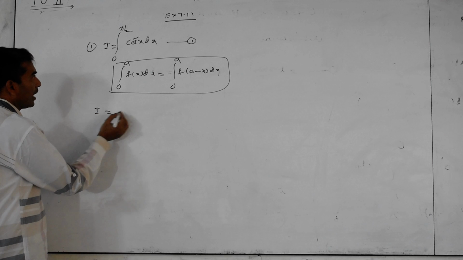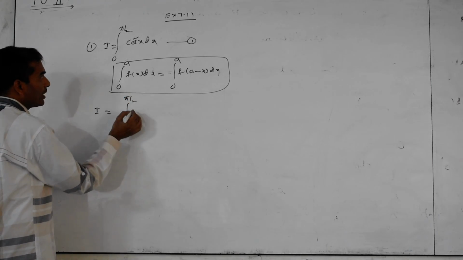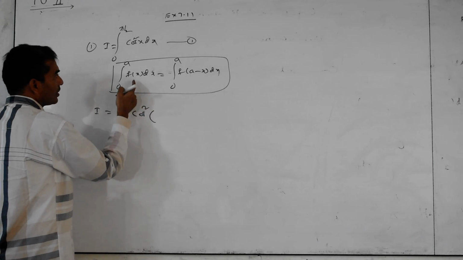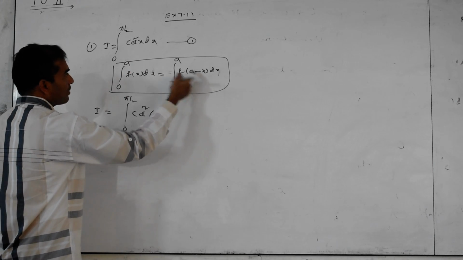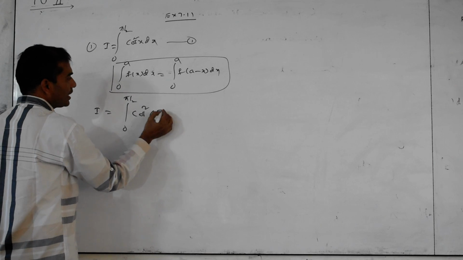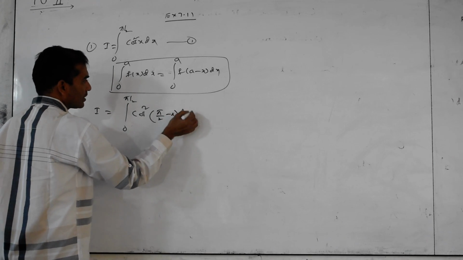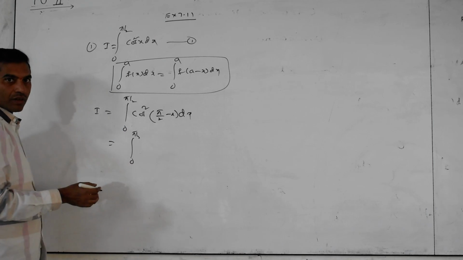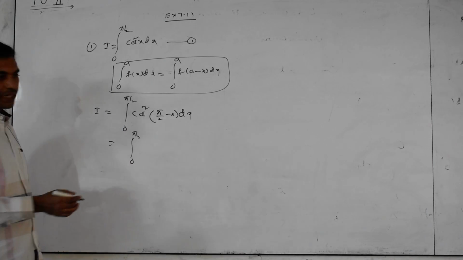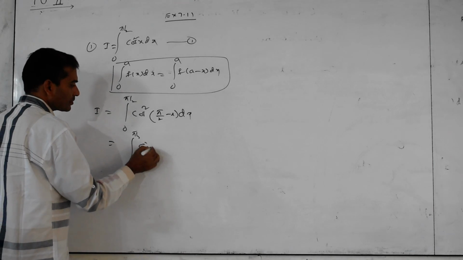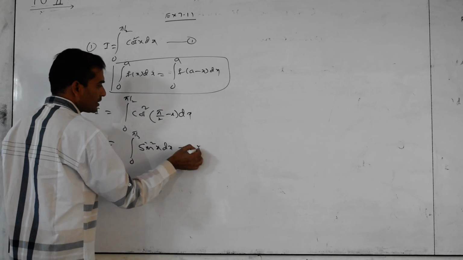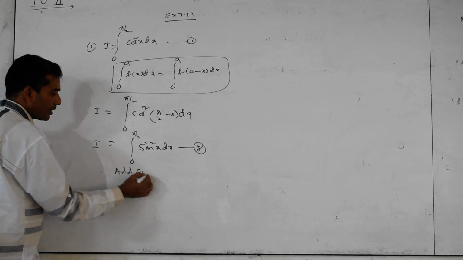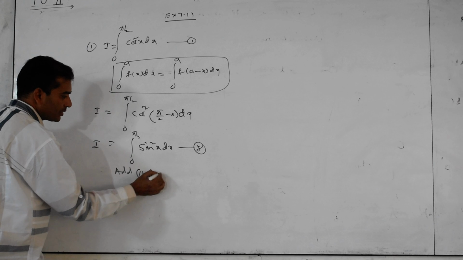Use the property: I equals 0 to pi by 2 cos square x, where x is replaced by a minus x, a meaning 90 minus x, dx. So cos of 90 minus x equals sin x. So sin square x dx. This is the second equation. Add equations 1 and 2.